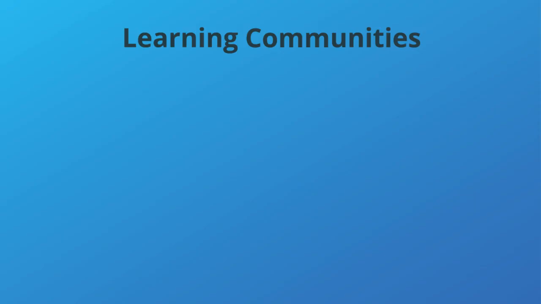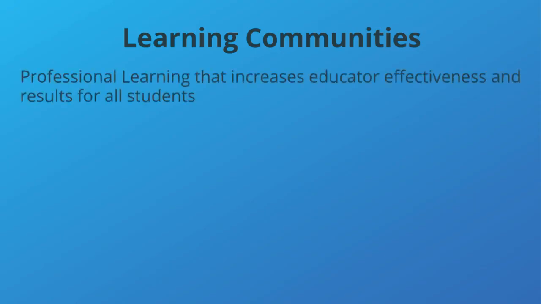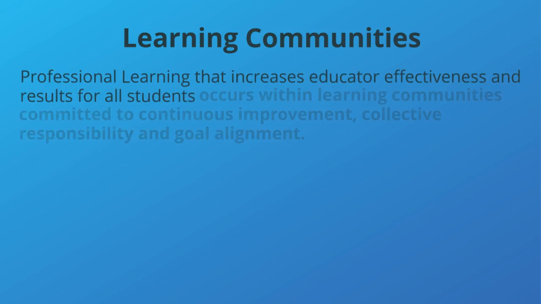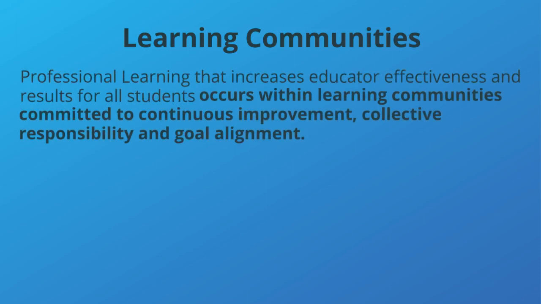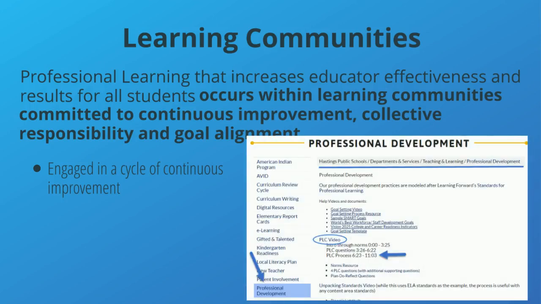Learning communities. Professional learning that increases educator effectiveness and results for all students occurs within learning communities committed to continuous improvement, collective responsibility, and goal alignment. So, what does that mean? You and a group of colleagues are engaged in a cycle of continuous improvement, like the Plan, Do, Reflect cycle that was introduced at the Leadership Retreat in August of 2018. If you need a refresher, check out the video located here.